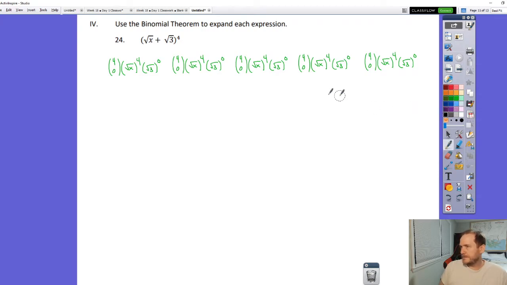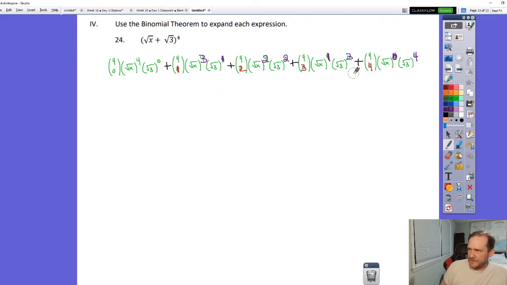We're going to need some plus signs. And then we just have to mess with our exponents and our binomial coefficient. 4 choose 0, then that'll go to 4 choose 1, 4 choose 2, 4 choose 3, 4 choose 4. My powers are going to go on the root x, it's going to go 4, 3, 2, 1, 0. And on the root 3, it's going to go 0, 1, 2, 3, 4.